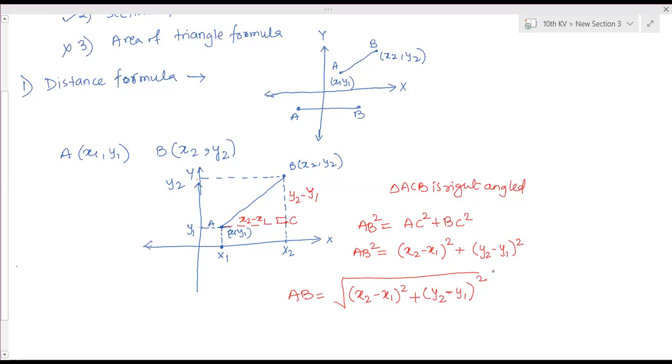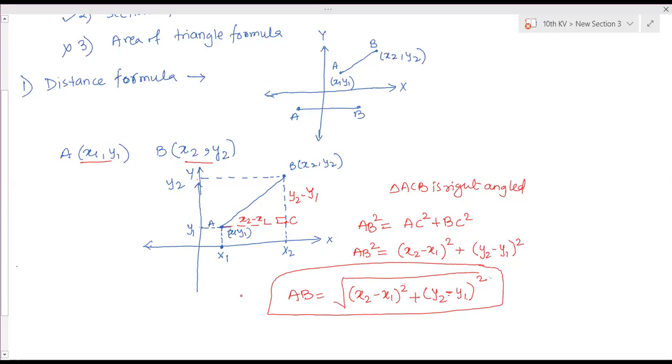This is the distance formula. This formula we call it as distance formula. So what is x2 and x1? x2 is the x coordinate of one of A and B, and x1 is the x coordinate of the other. So subtract the x coordinates and square it, then add the subtracted y coordinates squared. So x coordinate difference square, y coordinate difference square, we add them and find the square root of it, that is the distance AB.